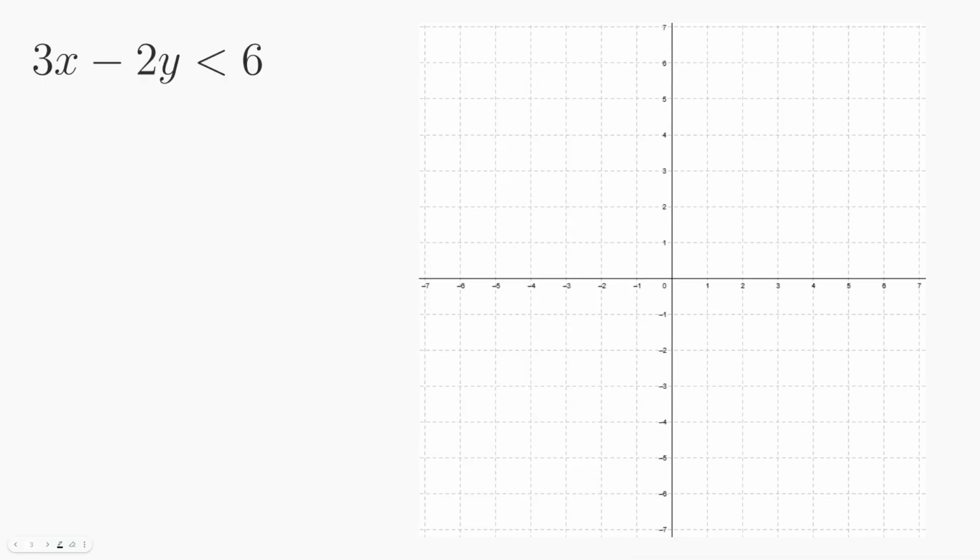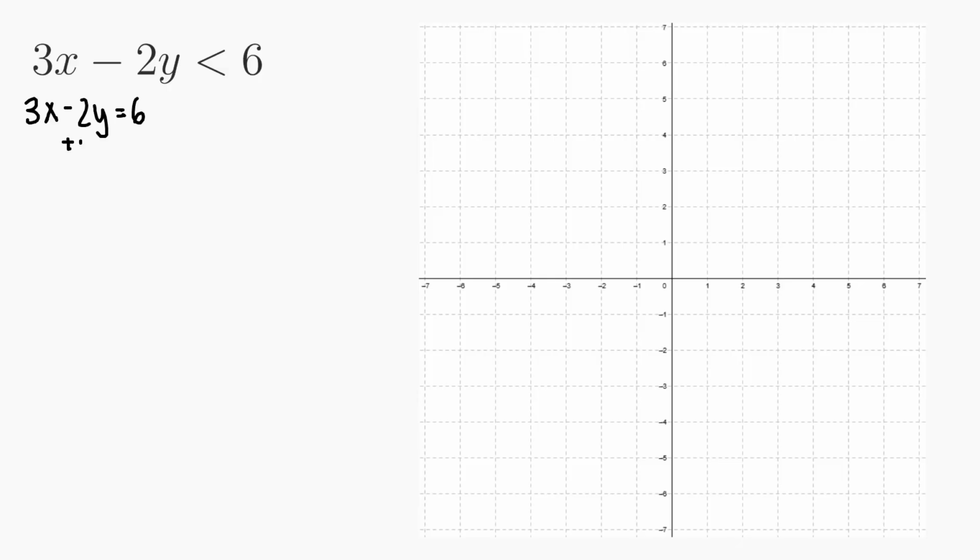For this inequality, we have 3x minus 2y is less than 6. So our boundary line is going to be 3x minus 2y equals 6. As you can see, you can't really see the slope well, so why don't we make it into slope-intercept form?